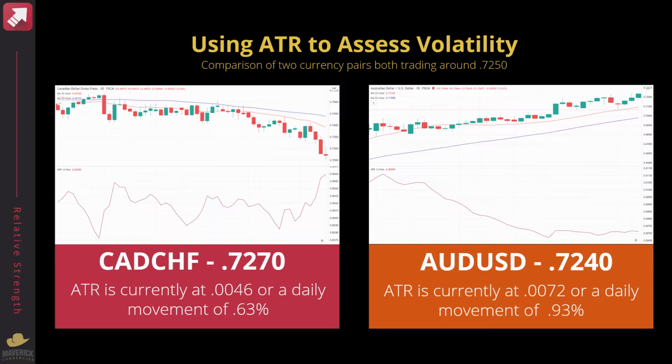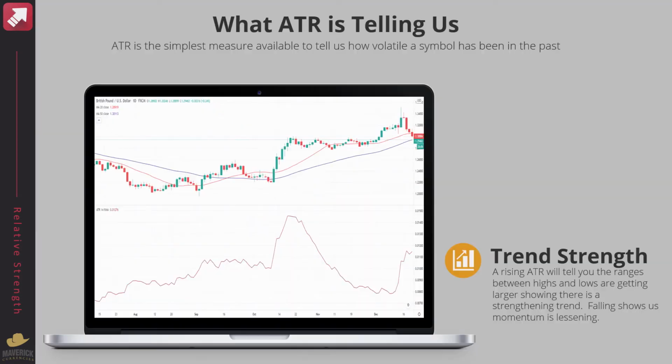If you take a look at these two, what do I trade over this next period, CAD Swiss franc or Aussie dollar? You can see that CAD Swiss franc is a third less volatile than Aussie dollar. That will be a less volatile trade to take. There are times where you say, hey, I want the most volatile. What is the most volatile currency pair right now that I can trade? You could find that out using ATR as well.